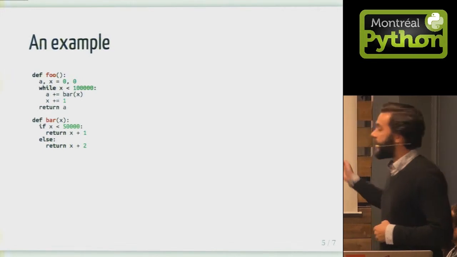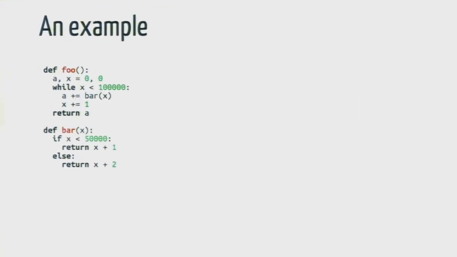So we'll take an example. I mentioned two kinds of JIT compilers. We'll take this small Python program and look at how they could be optimized. So we can see how it tries to achieve this higher performance.